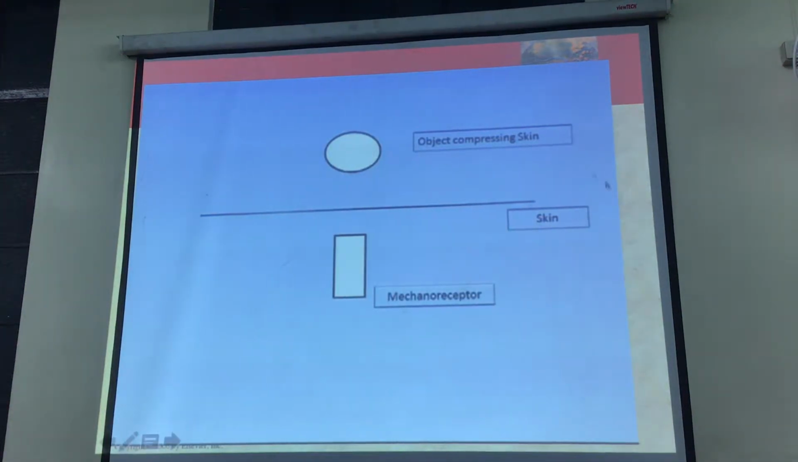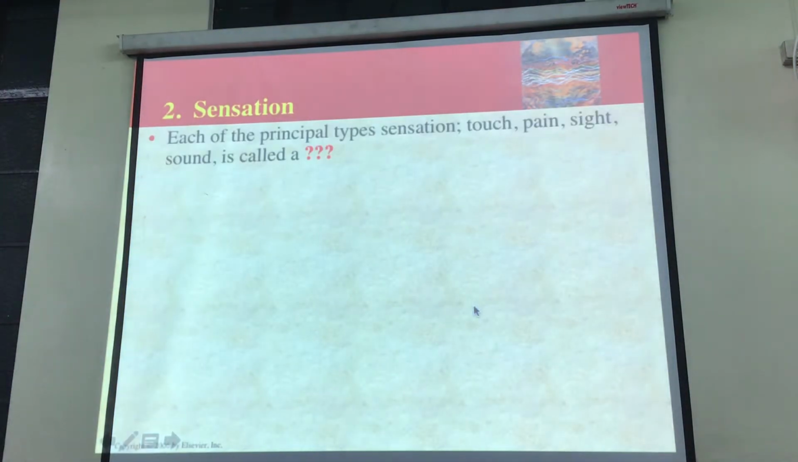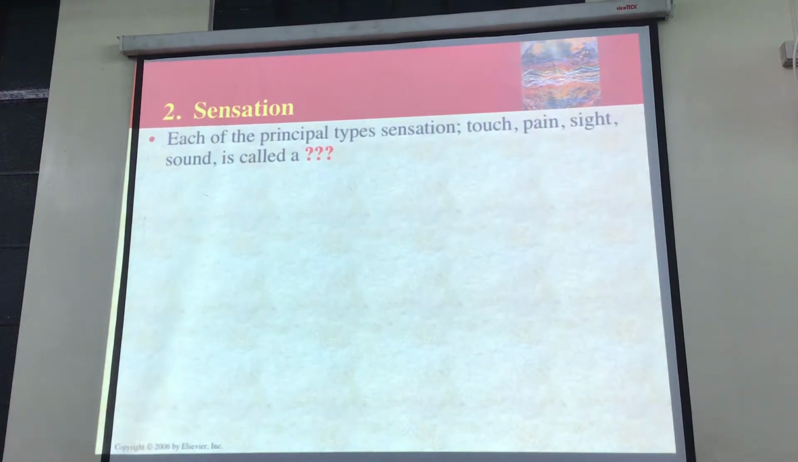So this is supposed to move, but unfortunately I can't find the real one. Anyway, when an object compresses on your skin, the mechanoreceptors are stimulated such that you are able to feel that sensation. Okay? So each of the principal types of sensation, the touch, pain, sight, and sound, when they are different, what do you call that term? The modality of sensation.